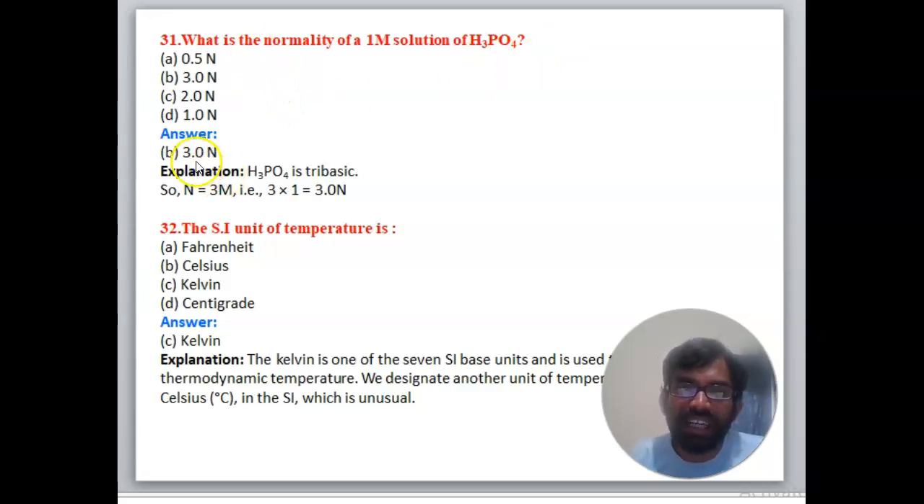So here you can see that the right answer is 3.0 normality. The explanation: H3PO4 is tribasic, so 3 into 1 is equal to 3.0 normality.